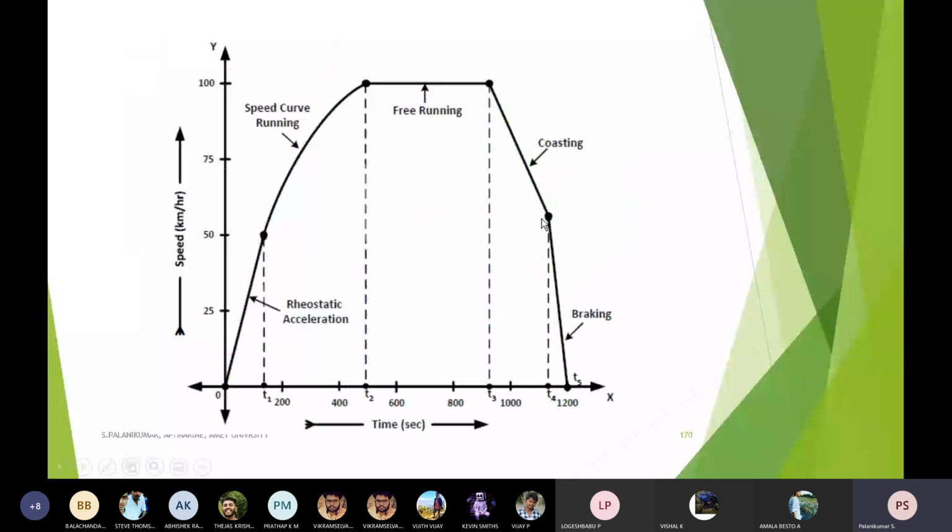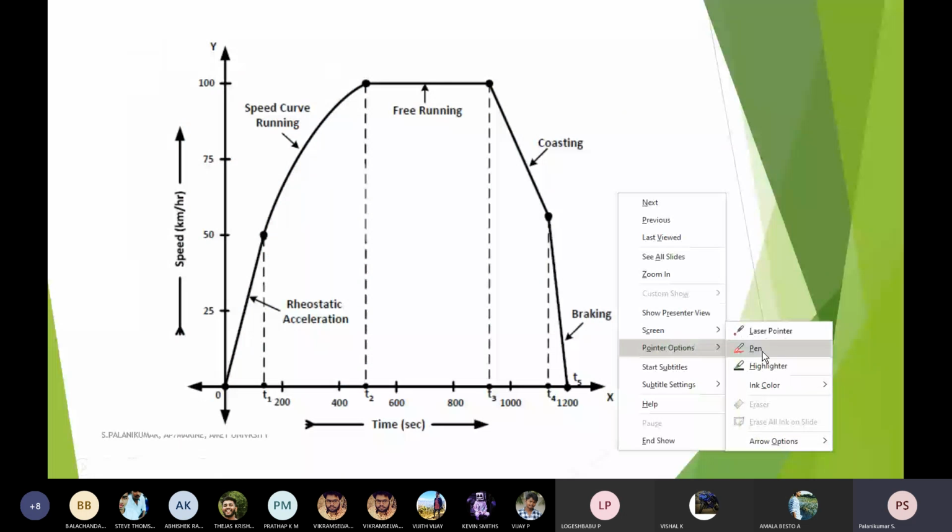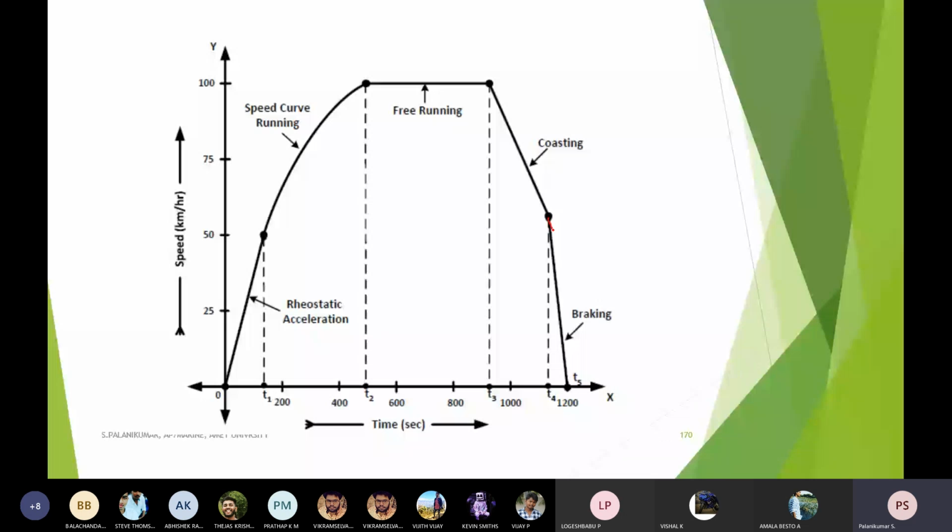But if you keep on allowing the coasting retardation, it will take much longer to reach zero, that is, to come to a standstill. But I have to stop exactly at this distance. This distance is nothing but this entire curve, how much speed and how much time has been taken. So I cannot allow that to go on.